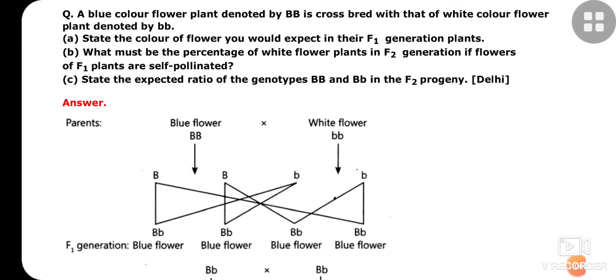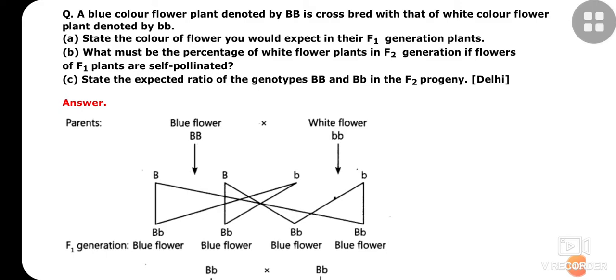A blue color flower plant denoted by capital BB is crossbred with that of white color flower plant denoted by small bb. State the color of flower you would expect in their F1 generation plants. What must be the percentage of white flower plants in F2 generation if flowers of F1 plants are self-pollinated? State the expected ratio of the genotypes capital BB and capital B small b in the F2 progeny.